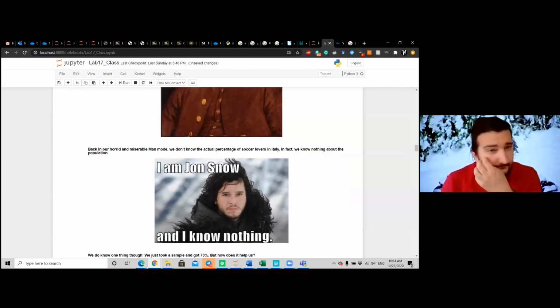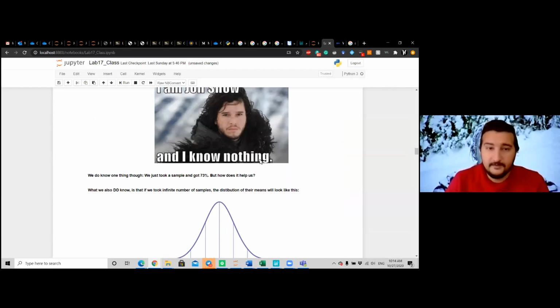So what do we know? We do know that we took a sample and we got 73%. So let's say I was interested in knowing what is the percentage of people who love soccer in Italy. I went in and I randomly asked 1,000 people in Italy from different parts, of different ages, completely random. And I calculated that value to be 73%. How does it help us?